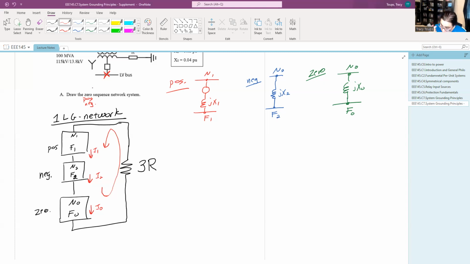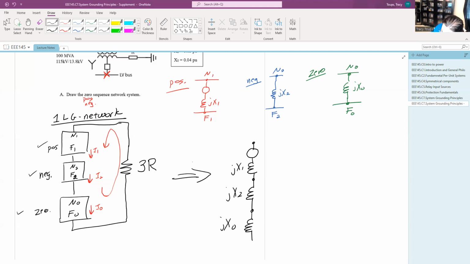Now we could go one step further, and we could start swapping in actual impedances. So let's swap in the positive sequence network first. We're going to have our source, and we're going to have a JX1 right here. So that's the end of our positive sequence network. Let's put in the negative sequence network. That's going to be another impedance, JX2. So now that's done. Let's put in the third one, the zero sequence impedance. That's going to be a third one right here, JX0.